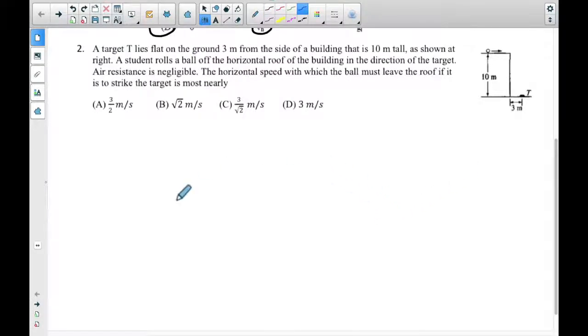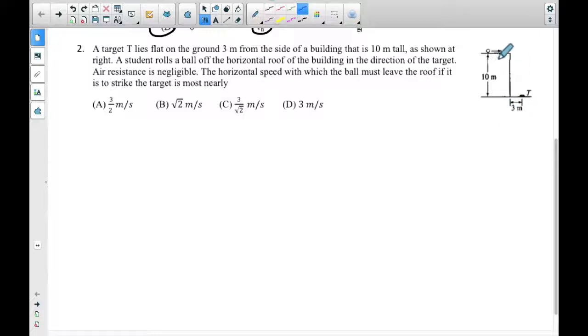Number 2, I left myself a lot of space on number 2. You don't have as much space on your worksheet. If you wanted to do a separate piece of paper, you could. Let's take a look. A target T lies flat on the ground 3 meters from the side of a building that is 10 meters tall. So here's our 10-meter building. Here is a target 3 meters away.